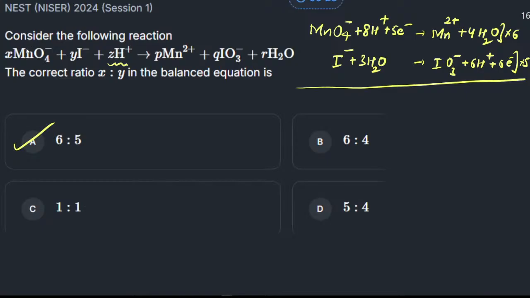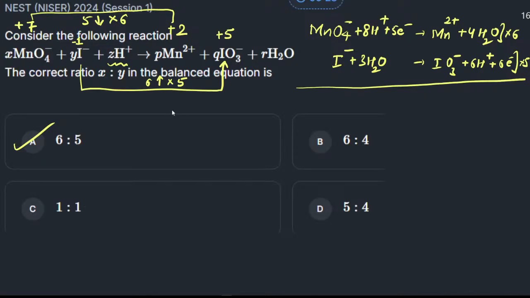Or we can do it by the oxidation number method. What is the oxidation number of Mn? It is plus 7. Oxidation number of Mn2 plus is 2. So there is a decrease of 5. Iodine goes from minus 1 to plus 5. So there is an increase of 6. So this is multiplied by 6 and that by 5 to equate electrons gained and lost.